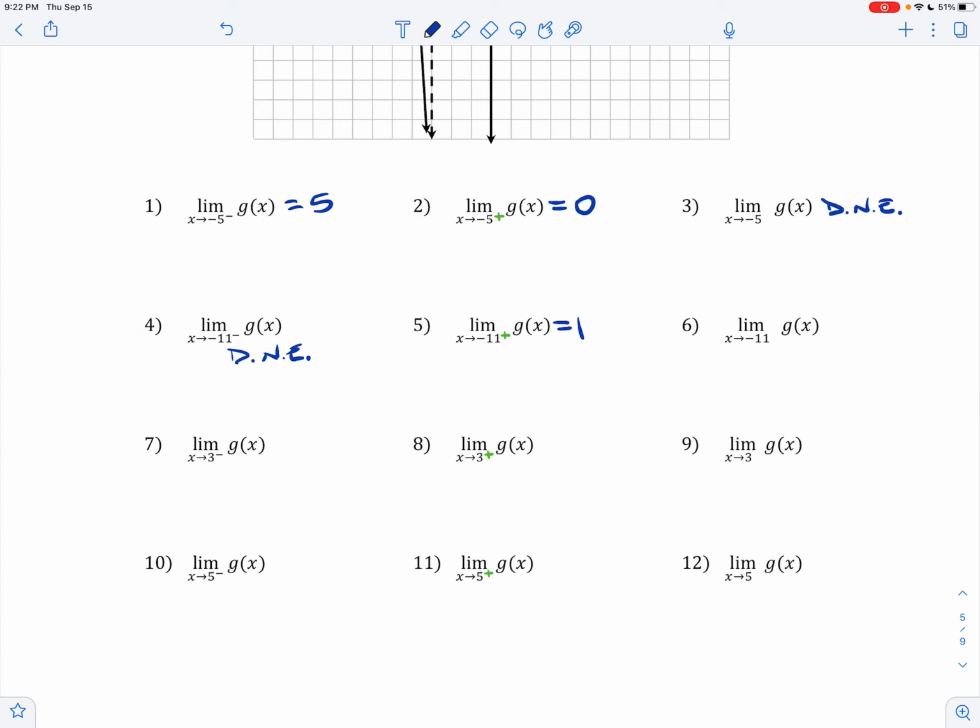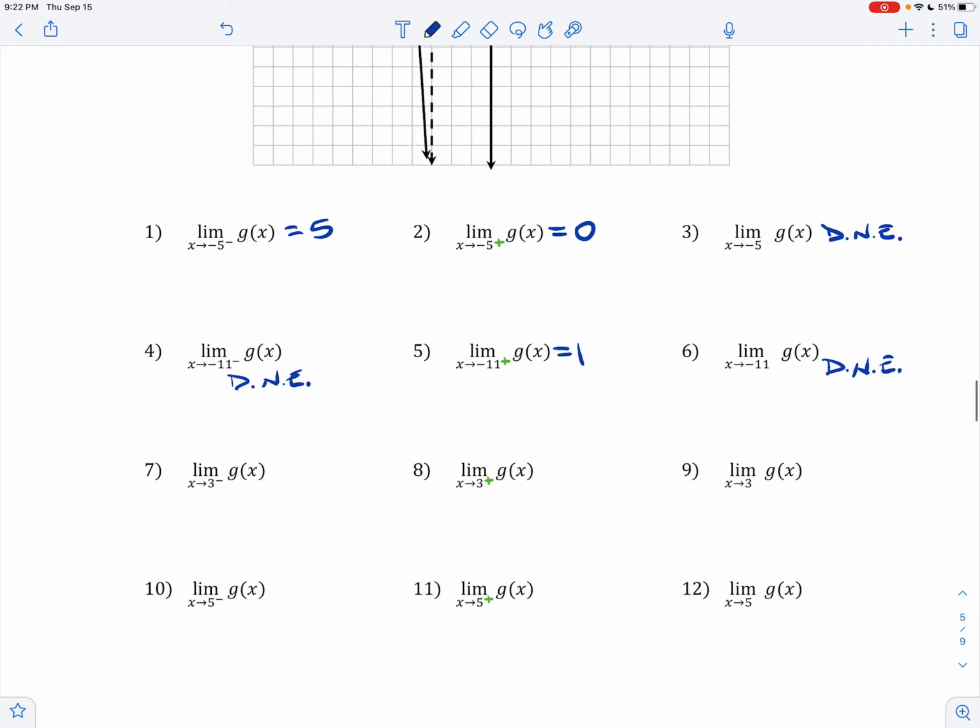For the non-directional one, for the two-sided limit, if you will, we look at what we got for each side. Approaching from the right, we had 1. Approaching from the left, it doesn't exist. The left and right are not the same. Therefore, this limit does not exist.